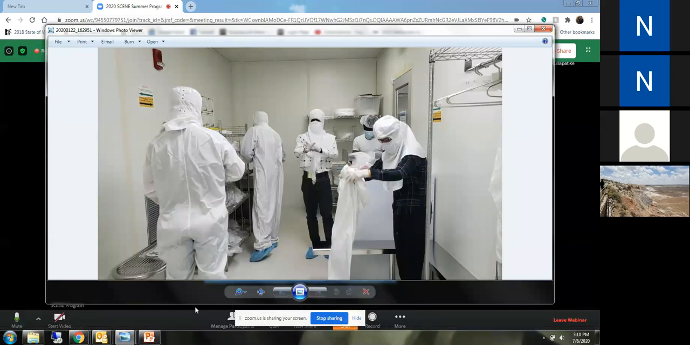What's the question? Why we cannot use normal notebooks inside the clean room? Because the regular paper that we use has fibers that will come off, and the clean room paper is specifically made not to shed particles into the clean room. Therefore, you have to use that in order to minimize the amount of particles that you'll be shedding and that are possibly detrimental to your process.